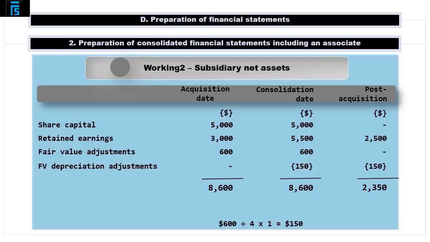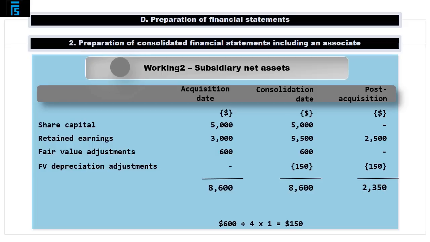The subsidiaries' other assets were initially measured at an amount that was €600 higher than their book value. Given that at the date of acquisition the remaining useful life of the item of PPE in question was estimated as 4 years, then the additional depreciation charged on a straight line basis over the 1-year period since the date of acquisition to the date of consolidation is calculated as 600 divided by 4 times 1, that is €150.